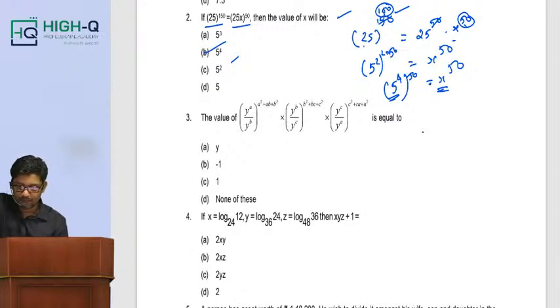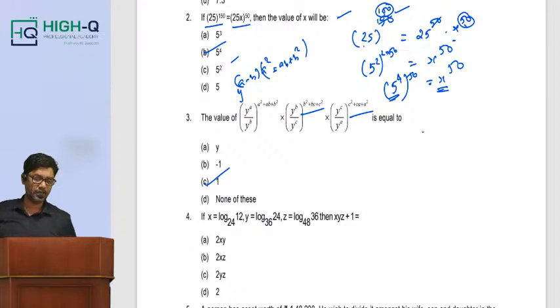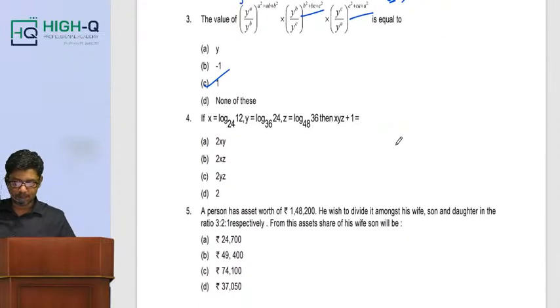Next, the value of x to the power a by y by b, and a square plus ab plus b square, b by c and c by a. Of course you know what to be done. It's a cyclic expression with the negative sign. It is y power a minus b into a square plus ab plus b square, which is nothing but a cube minus b cube, b cube minus c cube, c cube minus a cube. Cyclic expression in the negative index. So therefore the answer is 1.